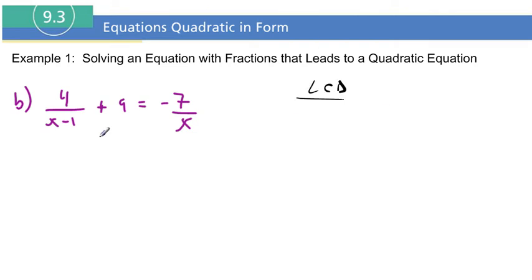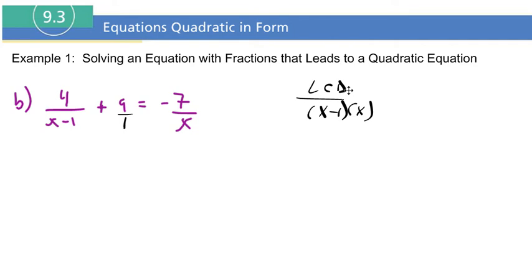Okay, so we see that one of our factors is x minus 1. And this 9 has a factor of 1, and this has x right here. So basically, when we multiply all three of these together, that's going to be our LCD. So one of our factors is x minus 1. We can multiply it by 1, but it's just going to be itself, so we can just ignore that. And then we have our x. So basically, this is going to be our LCD.